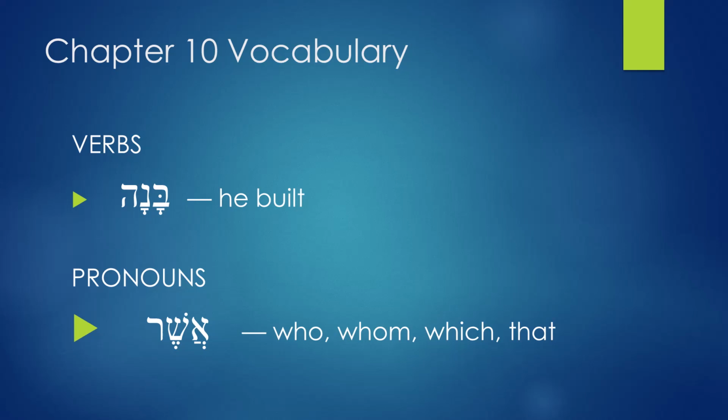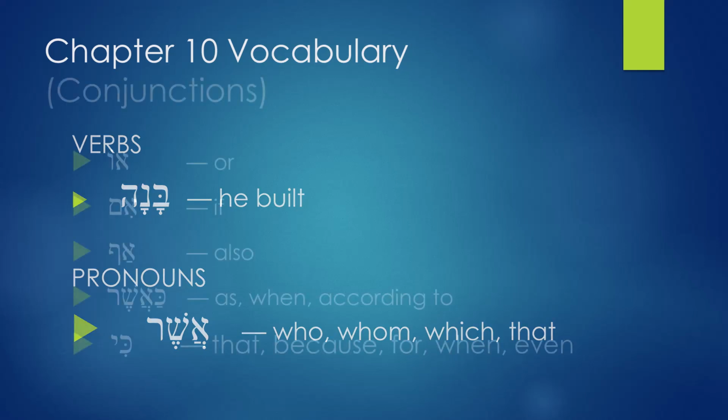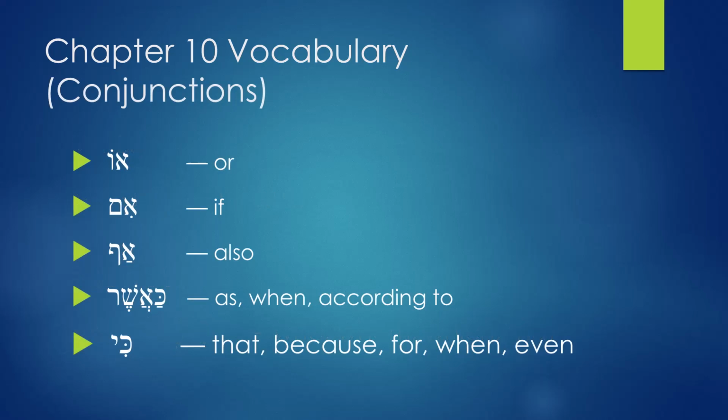Then you have verbs, and under verbs you have only one verb. Bana means he built. And then you have pronouns. Under pronouns, you only have the relative pronoun, the one that we've looked at, and you must know it. Asher means who or whom or which or that, depending on the context.